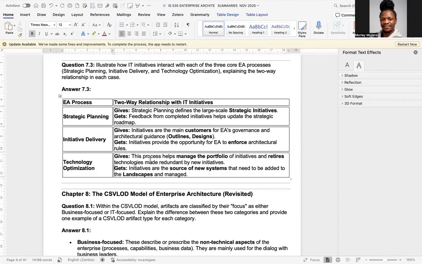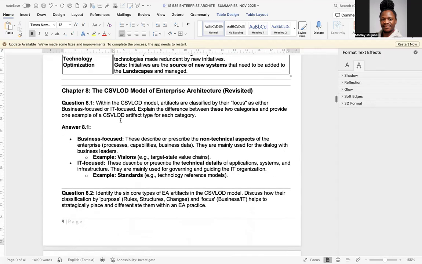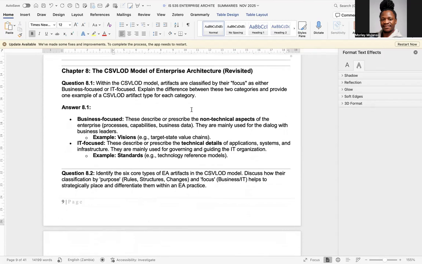And then the other thing is technology optimization. It's just looking at the landscapes. And then the other question that we want to look at is within the CSVLOD model, artifacts are classified by their focus as either business or IT focus. Can you explain the difference between these two categories and provide one example of a CSVLOD artifact type for each category. Okay. Yeah, so we need to provide for each category.